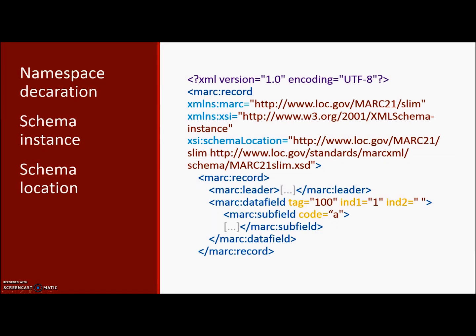These are the three most important aspects of validity: namespace, schema instance, and schema location. First up here we have the XML declaration. Following that, we have the MARC namespace, which goes along with the MARC elements. We're using the proper MARC tags in this case, which is associated with MARC. Then we have the schema instance and schema location.